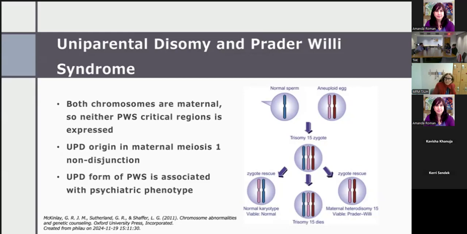What I also found interesting was that the uniparental disomy form of Prader-Willi is associated with psychiatric phenotypes. These patients tend to have more psychosis and bipolar disorder compared to the deletion type.